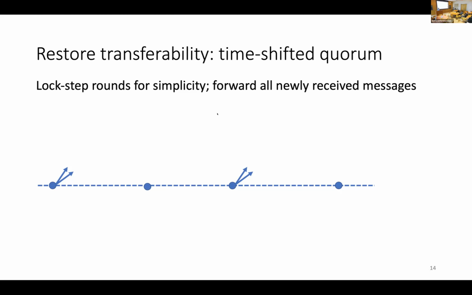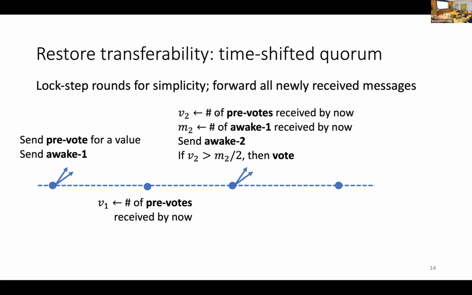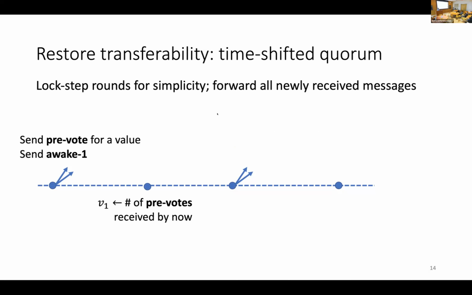Okay, so here I'm just going to first present the protocol, dump the entire protocol on you. Sorry about that. And then we will see some intuition. Round 1, everybody sends a pre-vote for a value and also sends a wake message announcing that I am here. Now round 2, everybody counts the number of pre-vote messages, and let's call that V1. Also, they're going to forward all the messages they receive. So in round 2, even though I didn't write sending any message, they should send all the pre-vote and awake 1 messages they received from the last round.